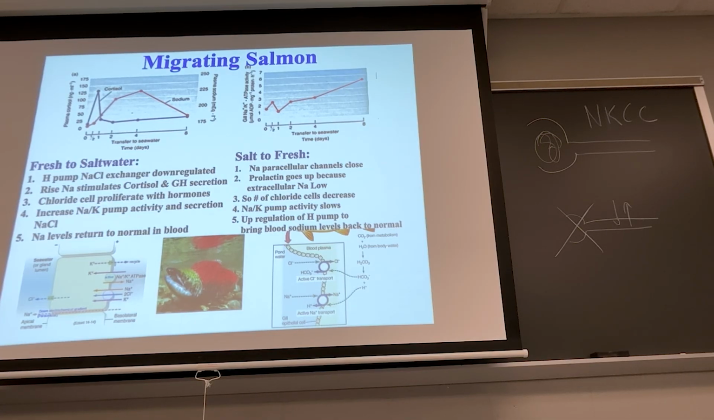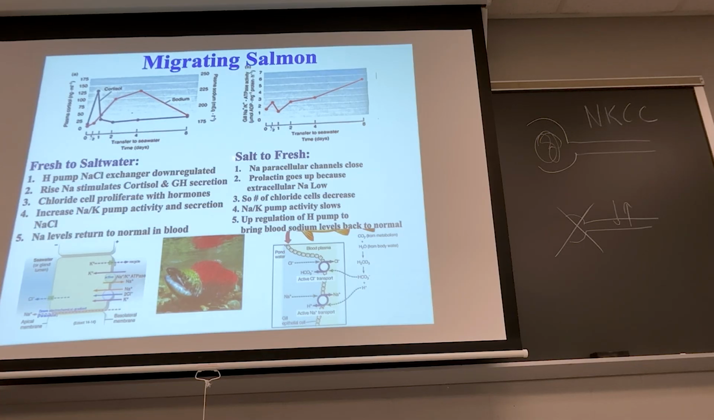So prolactin is the hormone in mammals that controls milk production. It's named prolactin because it was found in mammals first. Guess what? It's found in fish too, but it doesn't make milk. It is used in fish to control osmolarity features in the gills.